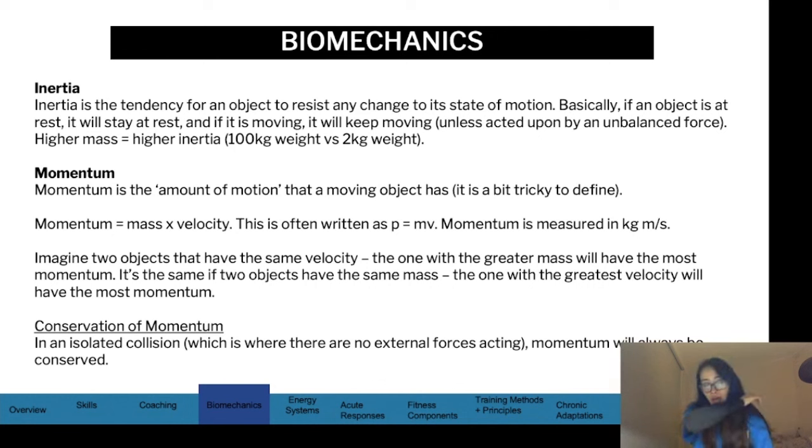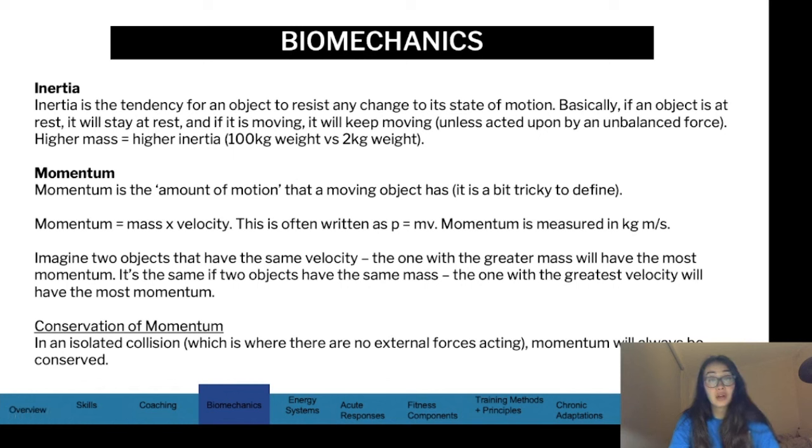Inertia. This is the tendency of an object to resist any changes to its state of motion. Basically, if an object is at rest, it will stay at rest, and if it's moving, it will keep moving, unless acted upon by an external unbalanced force. Something with a higher mass will have a higher inertia, okay? So a 100 kilogram weight versus a 2 kilogram weight: the 100 kilogram weight will have a higher inertia.